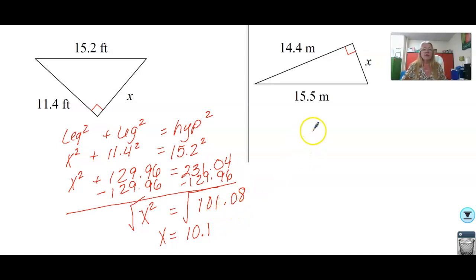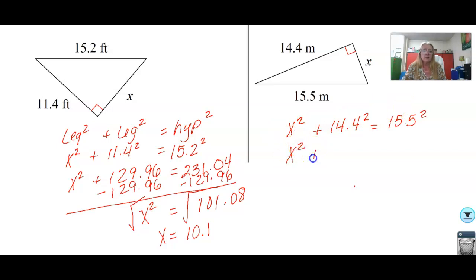Okay, over here, this is the same thing. We have one leg, we are missing the other leg, okay? So, like I said, I don't care which one you make be missing, the first one or the second one. Just remember that you're missing a leg, okay? 14.4 squared plus x squared equals 15.5 squared. So I put the leg here where the leg goes. This is the hypotenuse, so it went over here where the hypotenuse goes, okay?